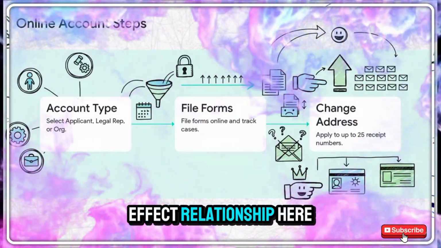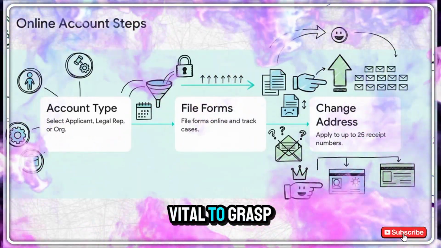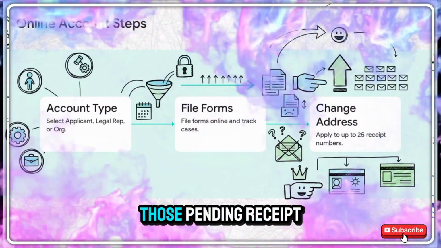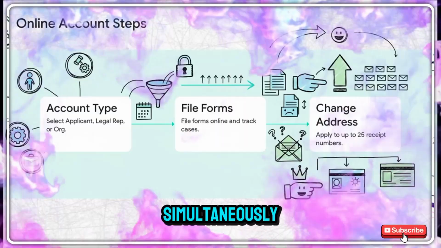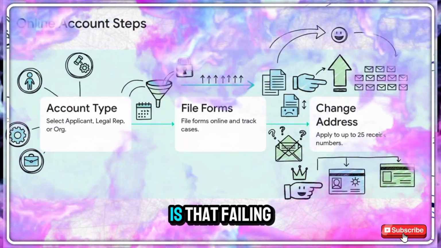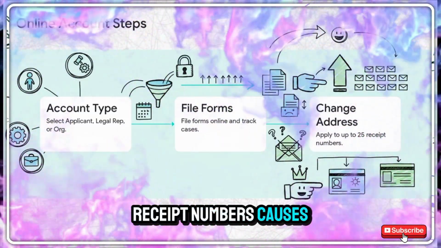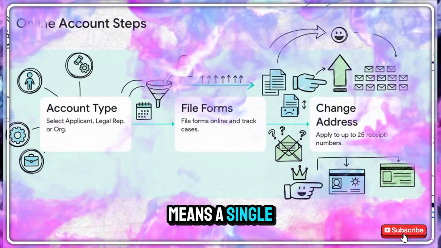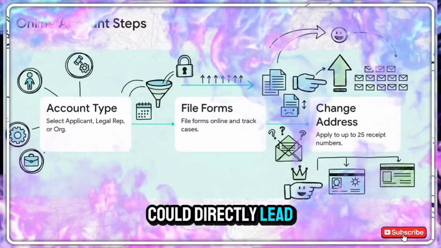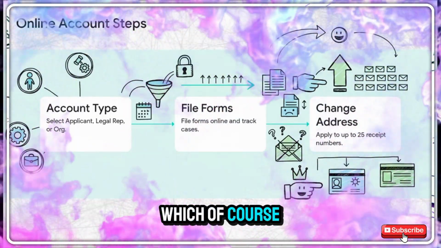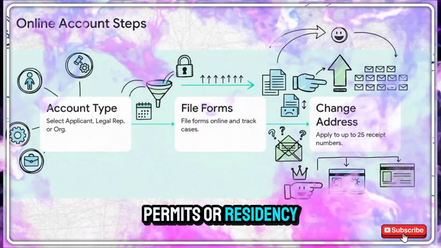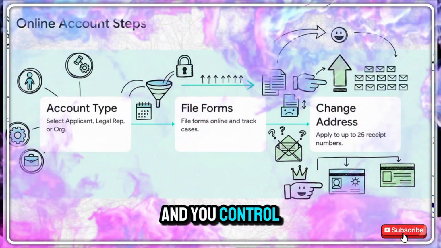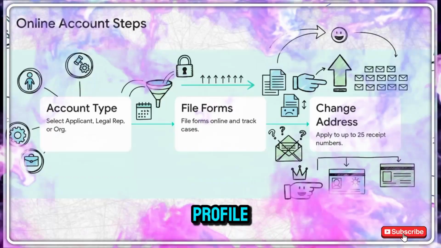The cause and effect relationship here is absolutely vital to grasp. Updating your address online dynamically applies to all those pending receipt numbers simultaneously. The implicit assumption is that failing to link all receipt numbers causes disjointed processing. This digital bottleneck means a single unlinked case could directly lead to missed correspondence, which of course delays vital work permits or residency cards. Master this digital checkpoint, and you control the flow of your entire case profile.